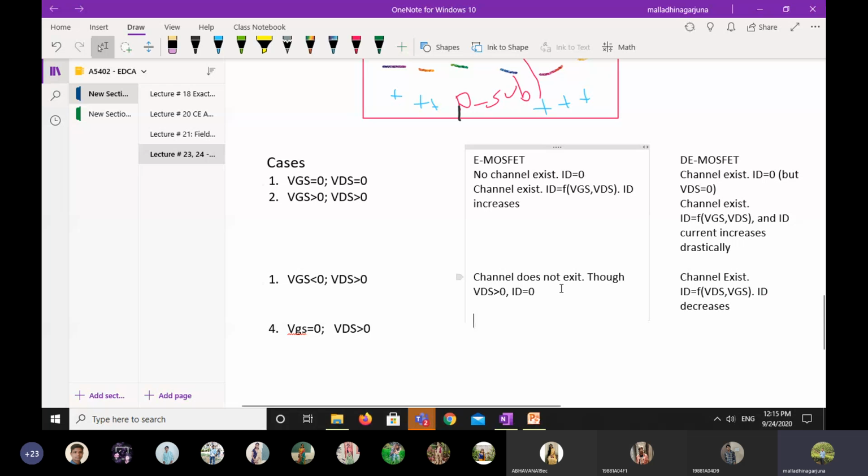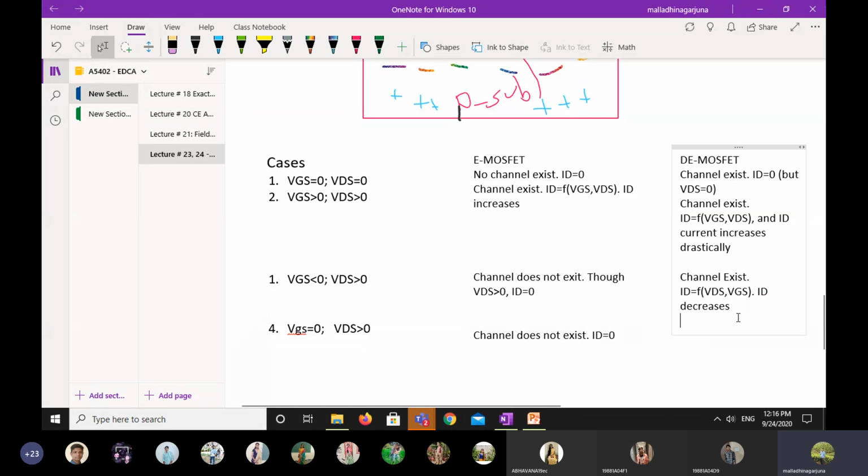MOSFET. If we are applying VGS equal to 0, the channel doesn't exist. Okay, what about ID current? ID current is 0. Why? Because there is no channel, there is no current. Clear.